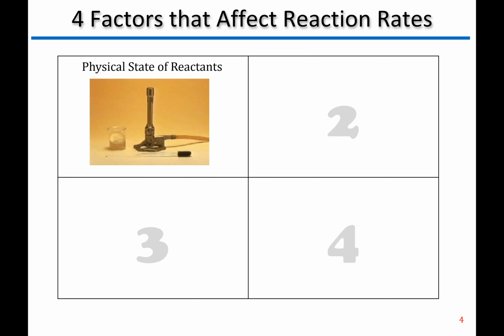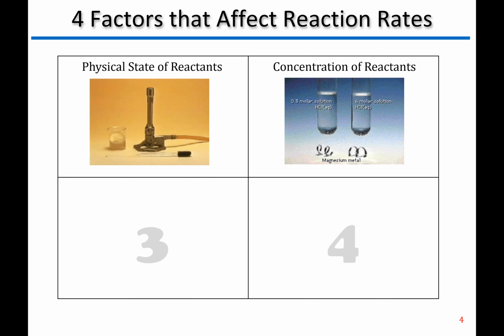The first one is just the physical state of the reactants. Do we have two gases reacting with each other? Are they in the solution phase maybe? Are they two liquids? Or do we have two solids reacting with each other? Depending on what state both of our reactants are in will affect exactly how fast the reaction can occur. So for instance, if I'm combusting a gas, it's a very quick reaction. But if I have two solids in a solid reaction chamber, that might be a very slow reaction.